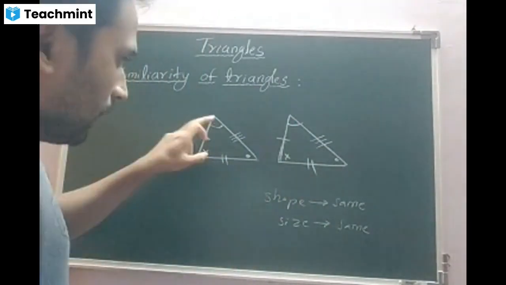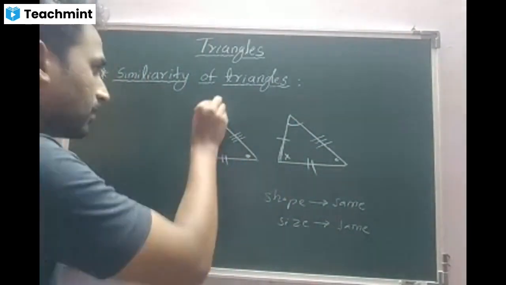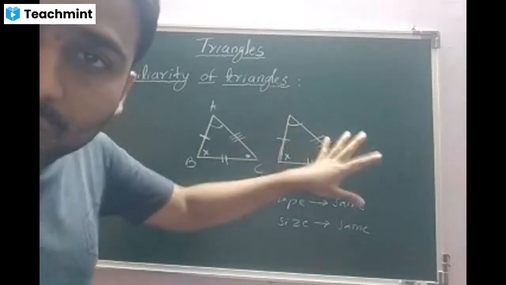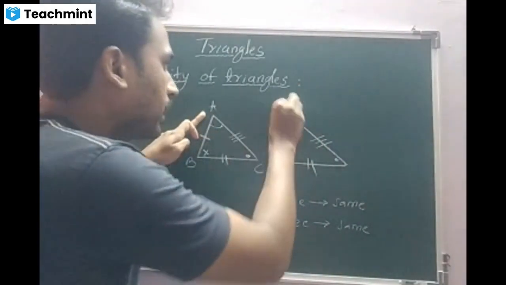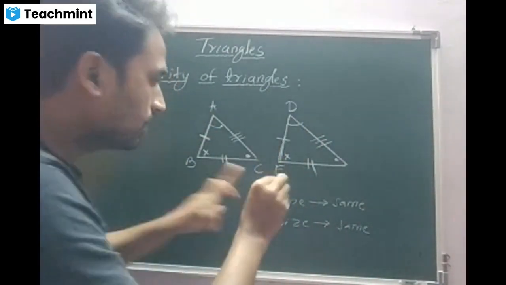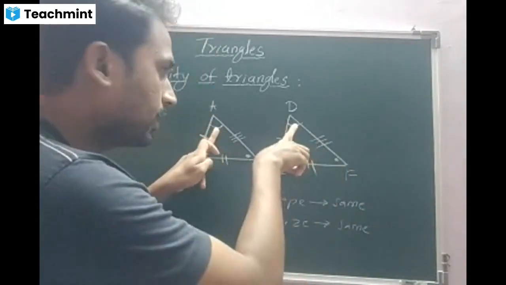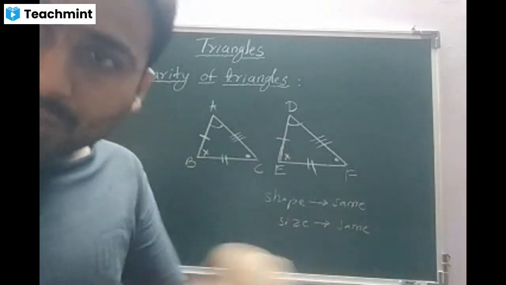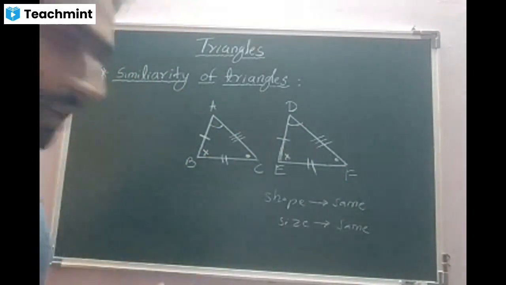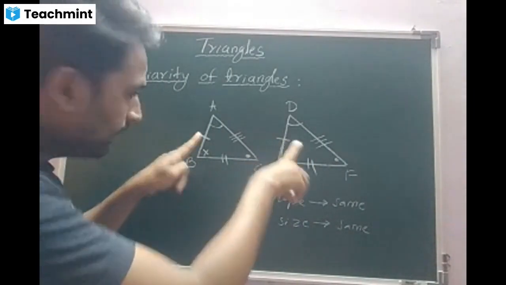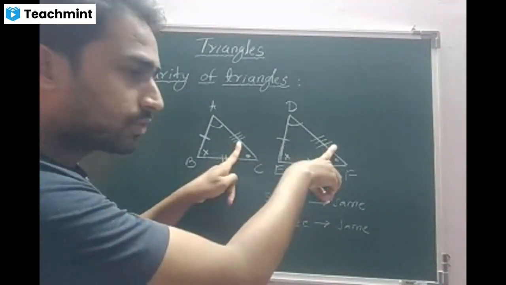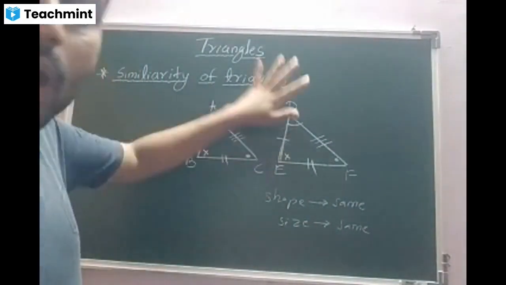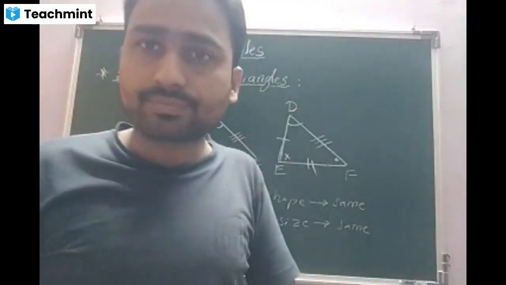If I take the three angles here, that is A, B, and C, all three should be equal to the corresponding ones. A corresponds to D, B corresponds to E, C corresponds to F. If these two are equal, these two are equal, and these two are equal, all three sets of angles should be equal. That is one condition. The second condition: one set of sides, two sets of sides, three sets of sides should also be equal. Then we can say they are congruent. Am I right, beta? Yes, sir.